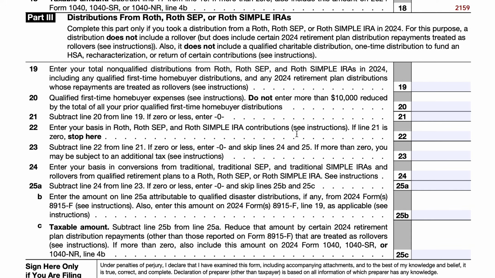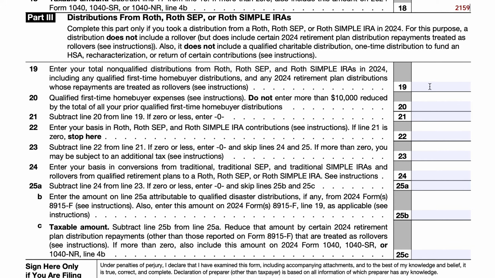Don't include any distributions that were made either upon death or due to disability if the contribution was made at least 5 years prior. Don't include any qualified distributions reported on Part 4 of your Form 8915. And don't include any distributions that would be incident to a divorce. So distributions that are incident to a divorce are considered qualified, as long as it's part of the divorce decree.